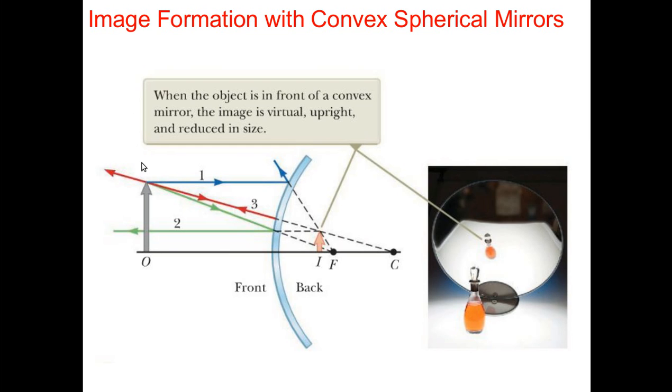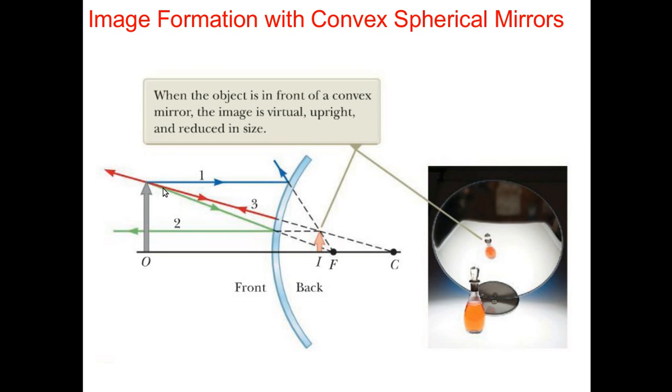So the object is out here. We draw our ray diagram with our three principal rays. Here comes ray 1, it's parallel, it bounces, diverges. Ray 2, we want it to run through the focal point, but it can't run through this focal point. It's got to run through this one.